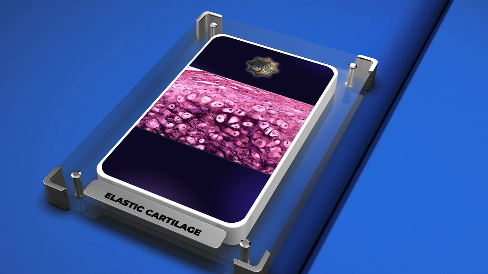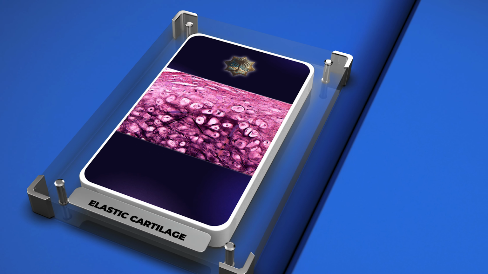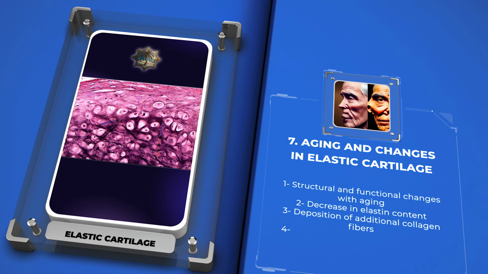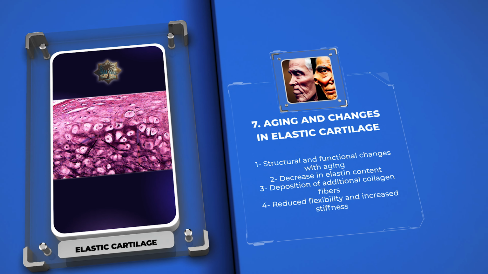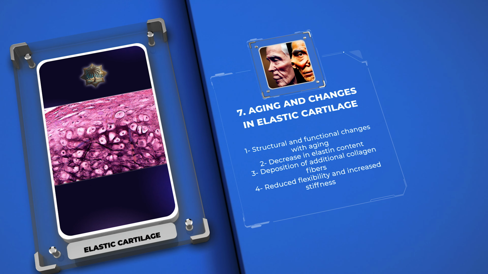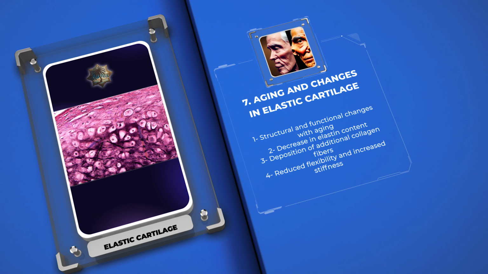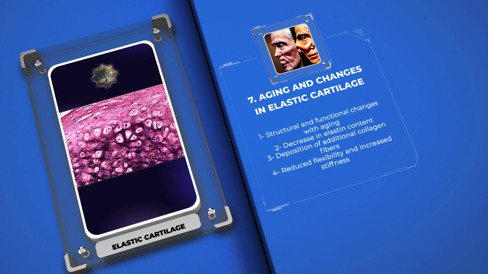As we age, elastic cartilage undergoes various structural and functional changes. These changes include a decrease in elastin content, deposition of additional collagen fibers, and a gradual loss of tissue elasticity. These age-related alterations can lead to reduced flexibility, increased stiffness, and a decline in the overall functional capacity of the affected anatomical structures.